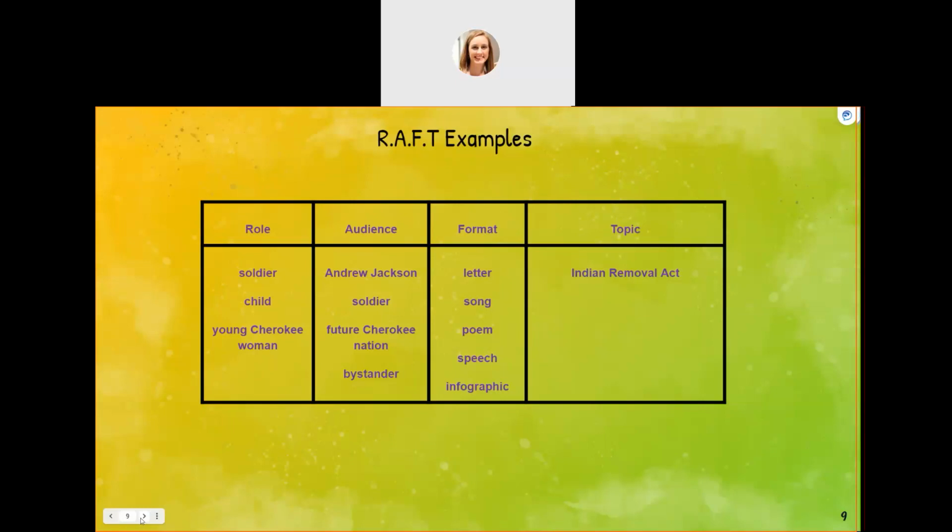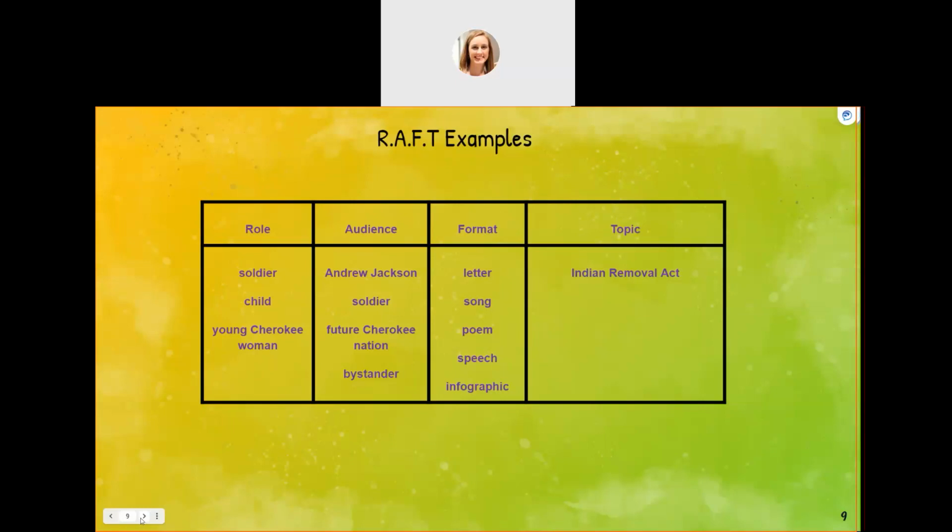In this example, the students are going to be talking about the Indian Removal Act. So that topic will stay the same no matter what role, audience, and format the students choose. Then they can choose from any of the 3 options for the role. So they could either be soldier, child, or young Cherokee woman. Then they'll choose their audience. Who are they going to be speaking to out of the 4 choices? And then they can choose one of the 5 formats.